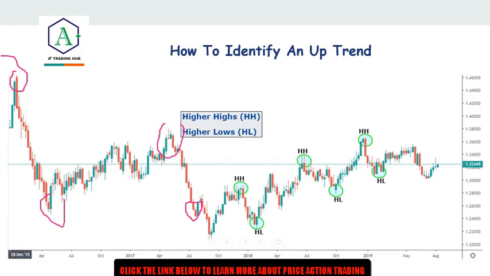Here we have a trend, because we have identified a series of higher highs, the HH you see here, and higher lows. So right now you can see I've identified higher highs and higher lows, higher highs and higher lows, higher highs and higher lows. Since we have seen clear higher highs and higher lows, we can say this is an uptrend.